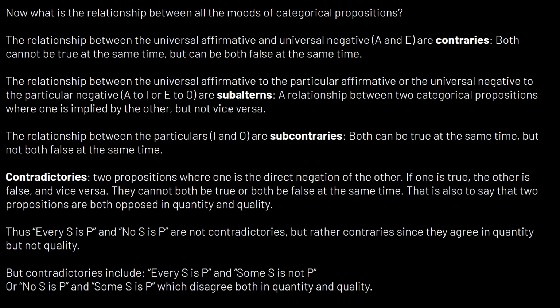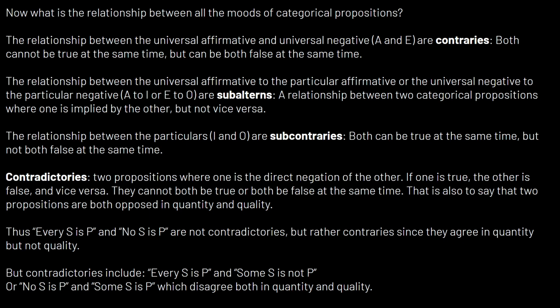And the relationship between the universal affirmative and the particular affirmative, or the universal negative and the particular negative, which is A to I, E to O, they are called subalterns, a relationship between two categorical propositions where one is implied by the other but not vice versa. For example, if I say every dog is an animal, I can logically say therefore some dogs are animals, right? All dogs are animals already implicitly contains that some dogs are animals. But if I only go from some dogs are animals, I cannot say therefore all dogs are animals, even though that's true.